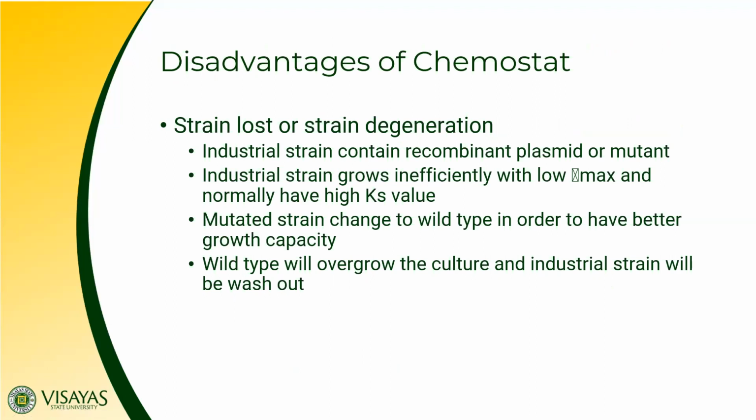Now, for the chemostat classification of continuous culture fermentation, there is strain loss or strain degeneration, for example with a recombinant plasmid or mutant. There is a risk factor if we are using recombinant microorganisms, so there could be mutation, and there is a decrease in the performance of the microorganisms during a long period of continuous culture.